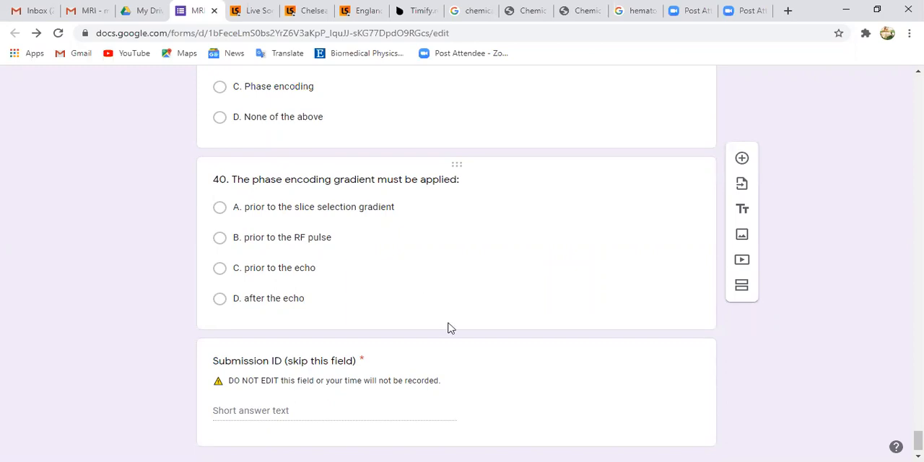Okay, number 40. The phase encoding gradient must be applied along... Prior to the echo. Yeah, prior to the echo.